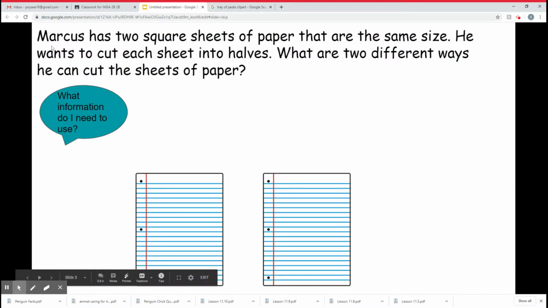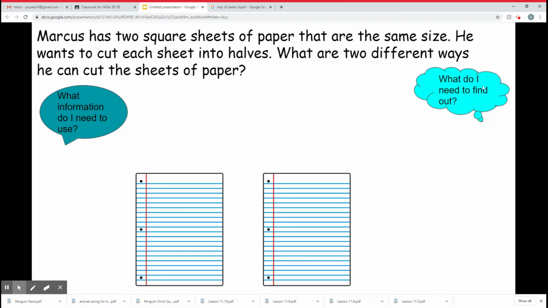Okay, let's look at this one now. Slide 3. Okay. Marcus has 2 square sheets of paper that are the same size. Here we go. These are actually rectangles. I should have changed it. 2 rectangle sheets of paper that are the same size. He wants to cut each sheet into halves. What are 2 different ways he can cut the sheets of paper?